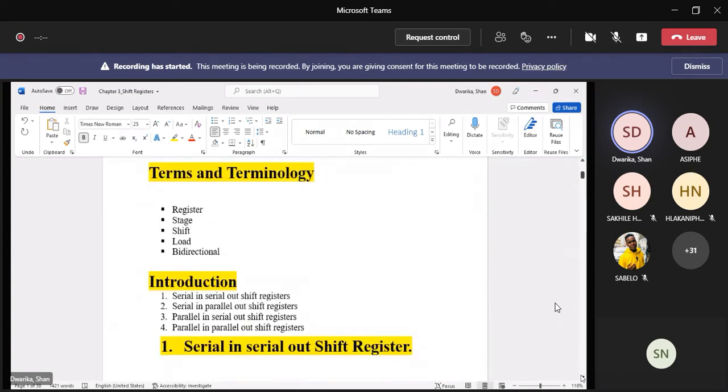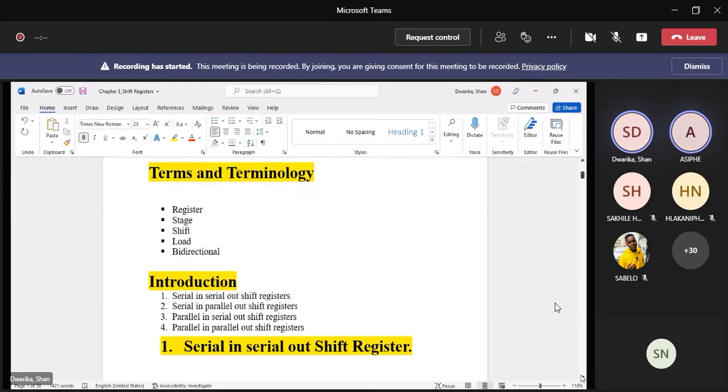Okay. We then talk about terms and terminology referring to shift registers. In every chapter, you learn new terms and terminologies. In other words, you are able to speak the academic language of the specific subject. So we talk about register, stage, shift, load, and bidirectional.